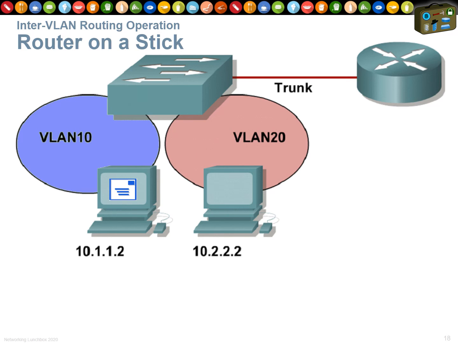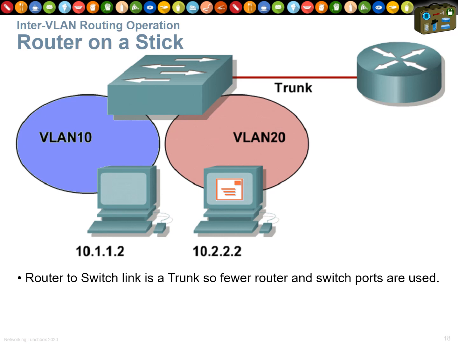So the next level of this idea is a router on a stick, or a one-arm router. So now we have two VLANs on the switch and a trunk link between the switch and the router. So the traffic starts here on VLAN 10, moves up, is in the trunk with a tag, gets routed inside the router, is re-tagged with VLAN 20 in the trunk, and comes out on VLAN 20.